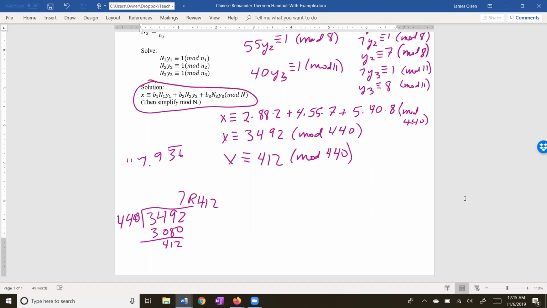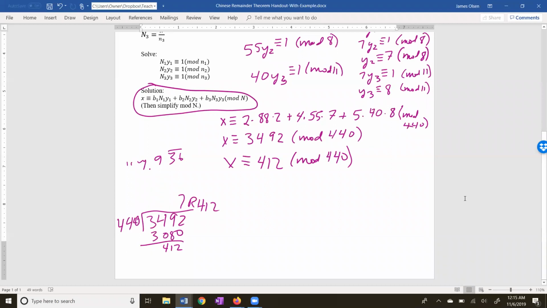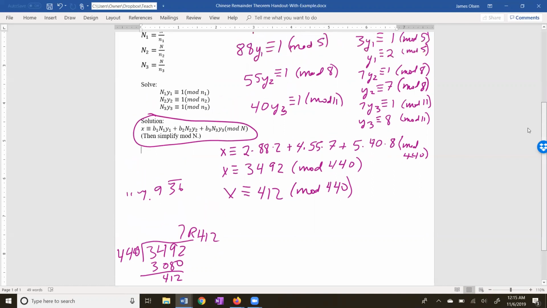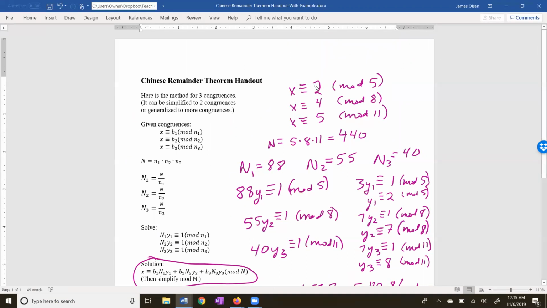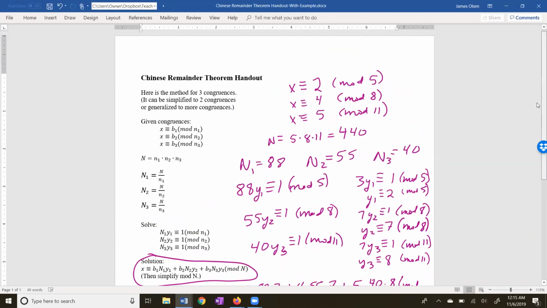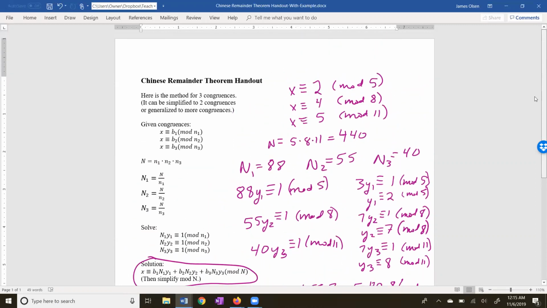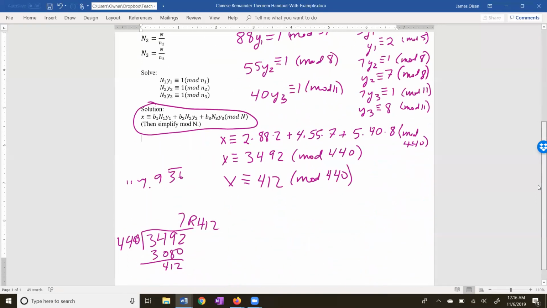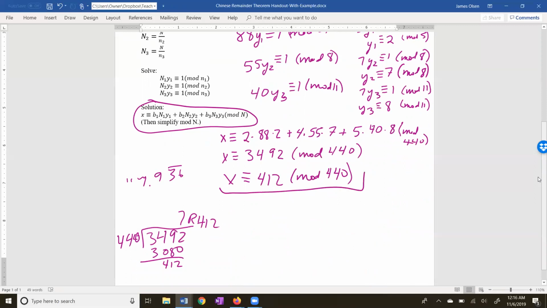Now, one of the things I want to make special attention to is we probably did not expect an answer like 412 to the original question. The original question here was we wanted an X value that was congruent to these 3 numbers in these 3 mods. The answer is 412. Well, let's check it. 412 mod 5 is 2. 412 mod 8 is 4. That might require a little bit of work. And 412 mod 11 is 5. That might require a little bit of work as well. Put a box around your answer.